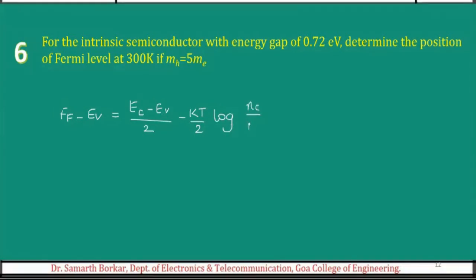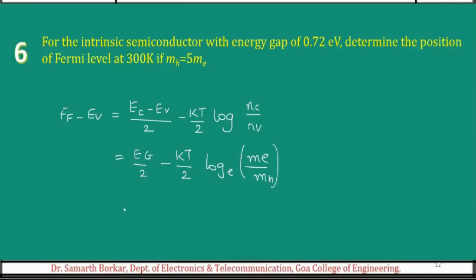ln of NC by NV. Now, this NC and NV are purely a function of their masses. So we can write this as Eg by 2, where the difference between the lowest conduction band and the upper level of the valence band, EV, is Eg, minus KT by 2. The rest of the terms get cancelled here from the big equation.